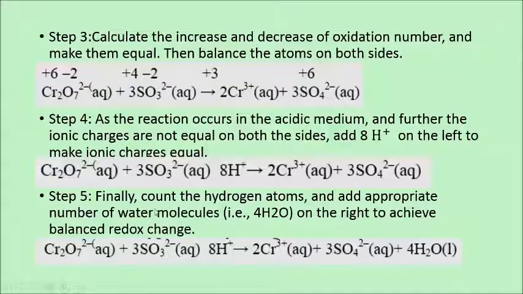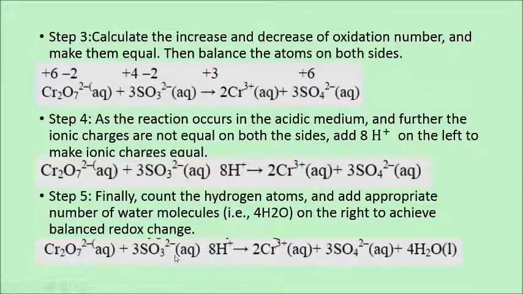And the last step is we have to count the hydrogen atoms here and add an appropriate number of water molecules on the right hand side to balance the redox reaction. Now you can see here on the left side only the 8H plus ion is there. To balance the 8H plus ion, we have to add what? 4 water molecules. Why? Because here the H is coming to 8. 4H2O. That means 8 hydrogen is there on the right side. Now it is getting balanced. So this is the final step to balance the redox reaction in acidic medium in the oxidation number method.